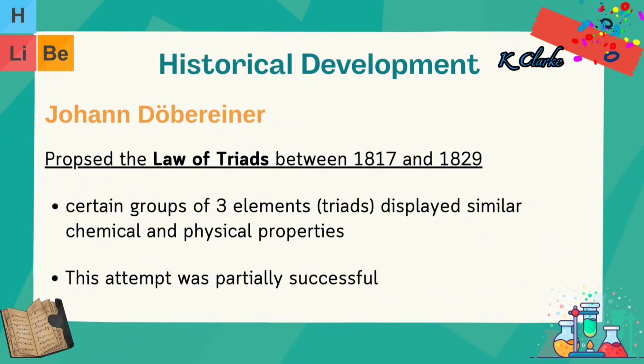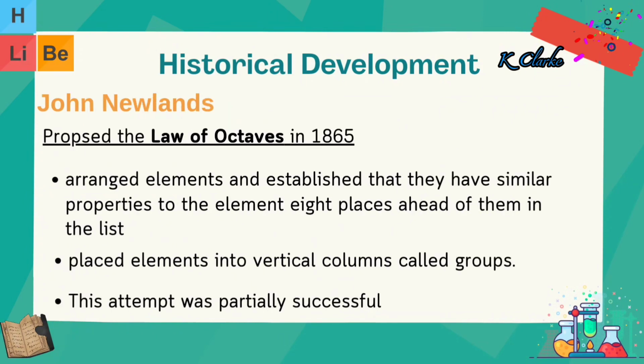Johann Dobereiner proposed the law of triads between 1817 and 1829. The law of triads indicated that certain groups of 3 elements called triads displayed similar chemical and physical properties. However, this attempt to the development of the periodic table was partially successful. Therefore, in 1865, John Newlands proposed the law of octaves.